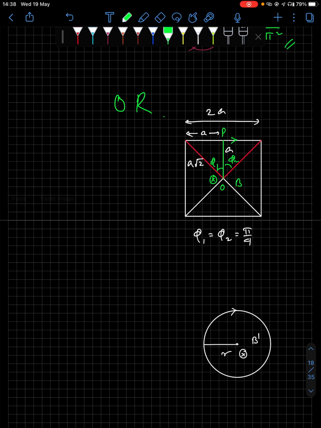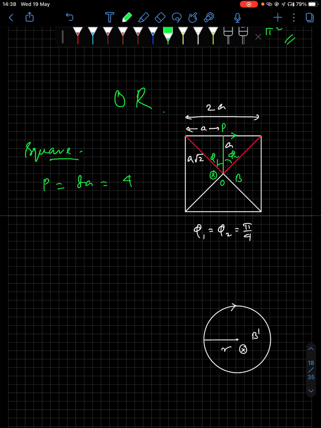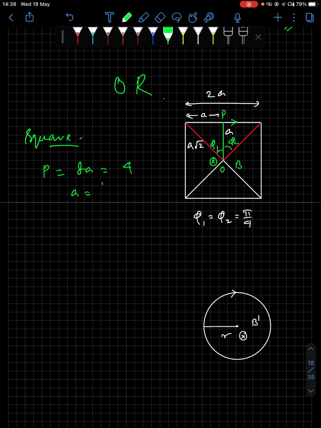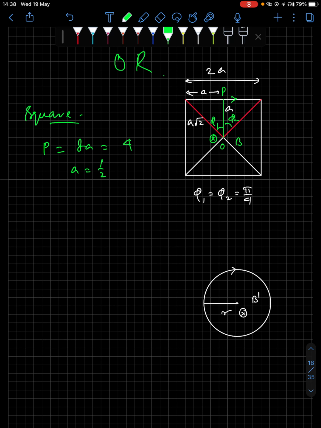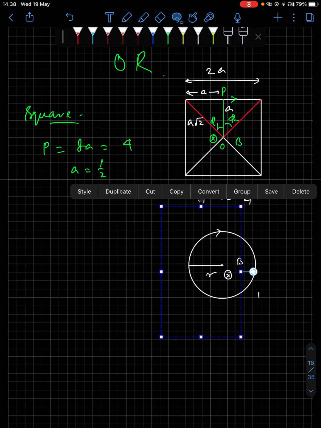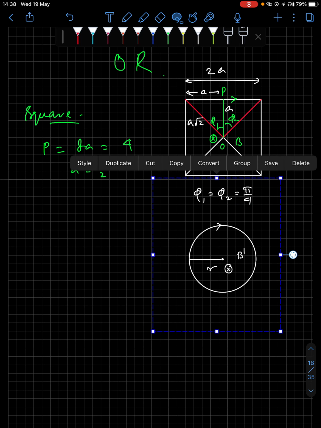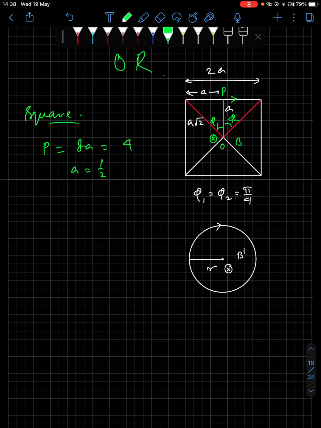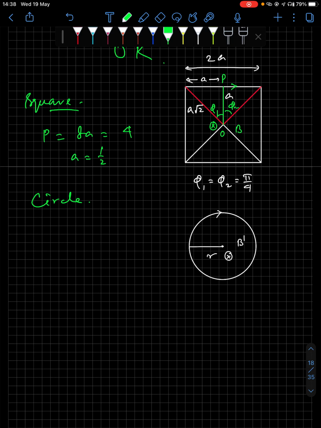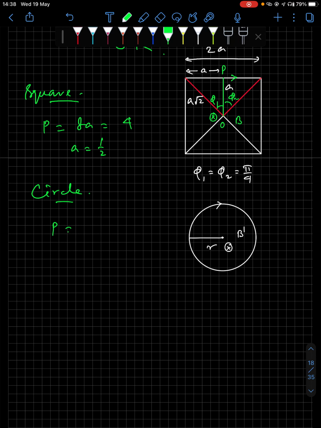Now you see, for the square, you'll find this more simple. Okay, for the square, the perimeter: one side is twice A, so four sides is 8A. Yes, and the length is 4. So the A value comes out to be 1 by 2. Now for the circle, the perimeter is 2 pi r, which is 4. So r equals 2 by pi.